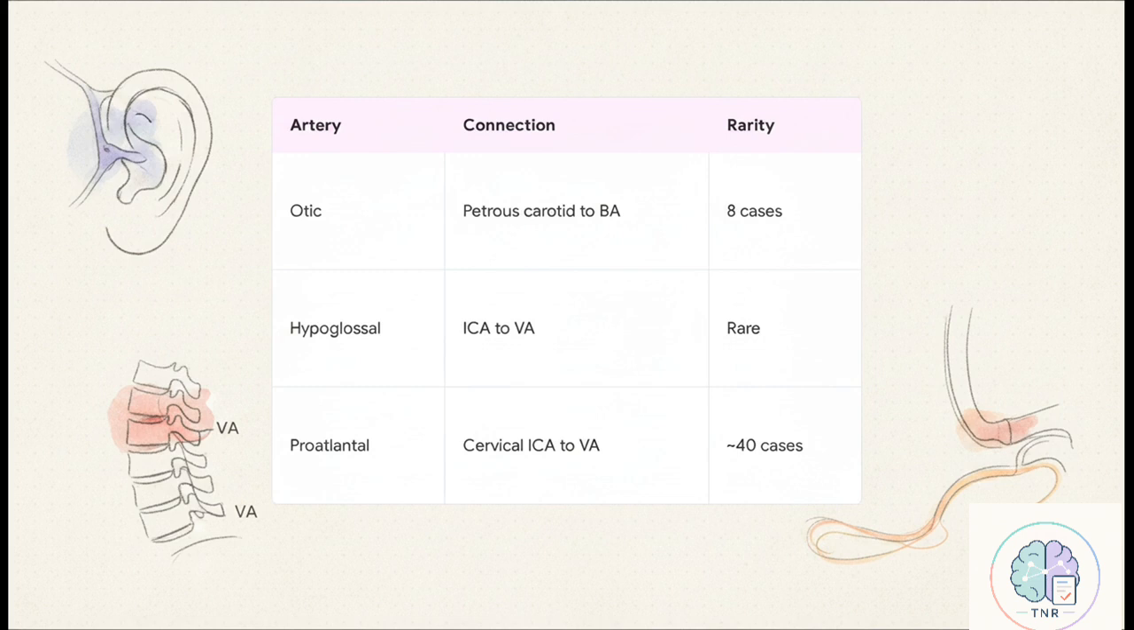Next is the hypoglossal artery. Originating usually between C1 and C3, it connects the petrous or distal cervical ICA to the vertebral artery. It crucially traverses the hypoglossal canal and, this is key, does not cross the foramen magnum. Finally, the proatlantal intersegmental artery. It connects the cervical ICA to the vertebral artery, with the anastomosis occurring way back in the suboccipital region. It's also incredibly rare, with around 40 cases reported. And interestingly, 50% of these patients present with a hypoplastic proximal vertebral artery.